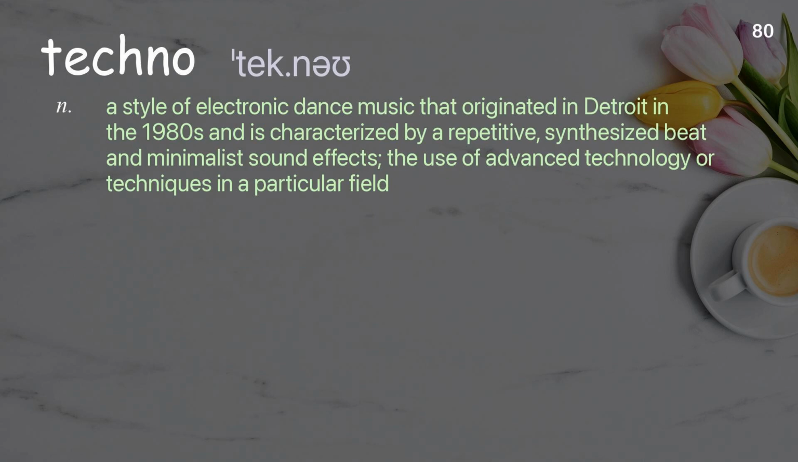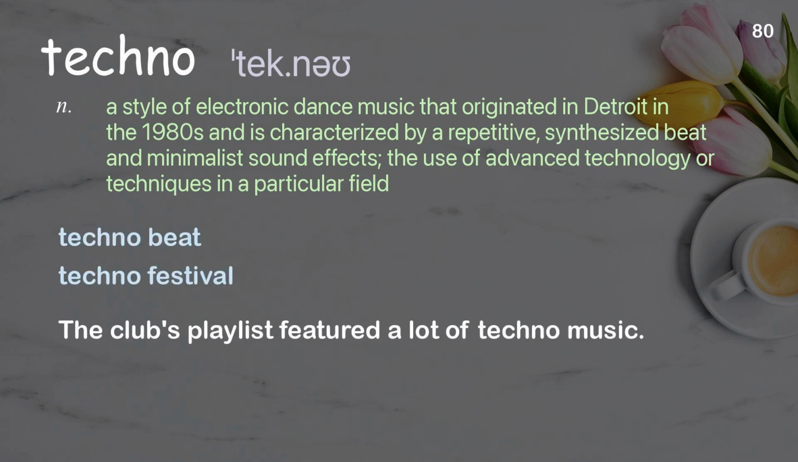Techno. A style of electronic dance music that originated in Detroit in the 1980s and is characterized by a repetitive, synthesized beat and minimalist sound effects, the use of advanced technology or techniques in a particular field. Examples: Techno beat. Techno festival. The club's playlist featured a lot of techno music.